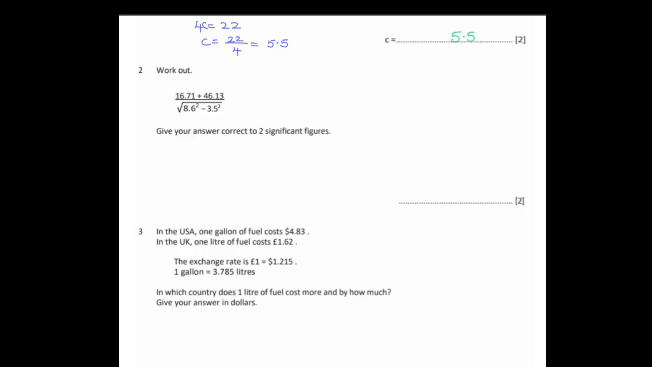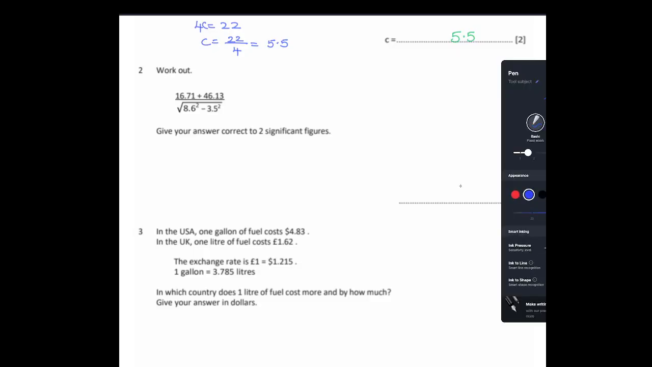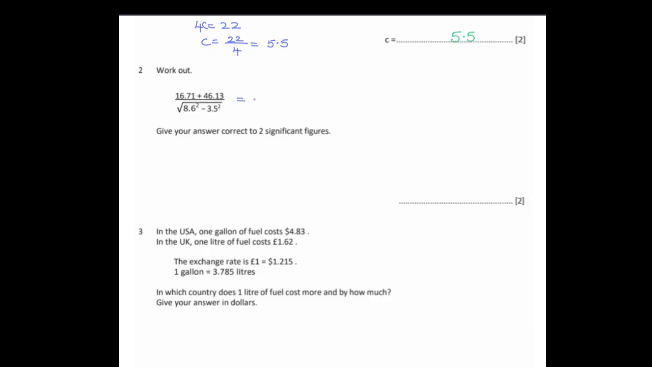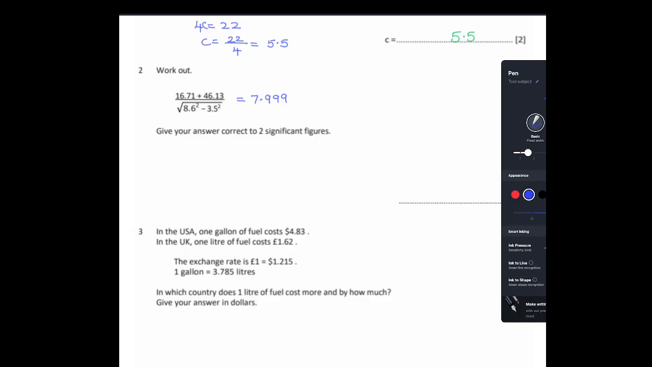7.999. If we round this to two significant figures, you have to write 8, and you can write 8.0. This 9 is rounded, it should be rounded to 0 and then added to the number next to it. So 8.0. Question number 2 is done.